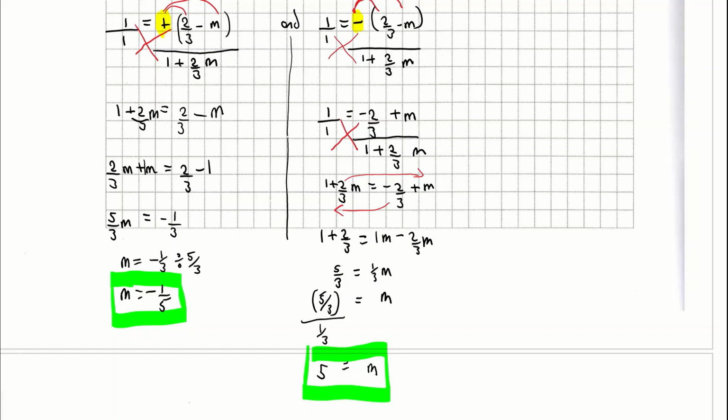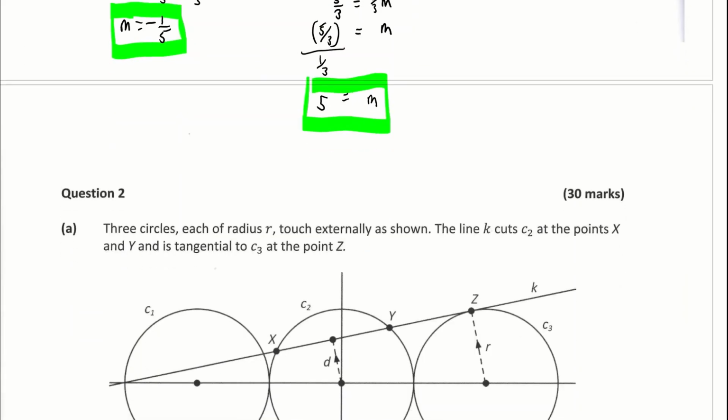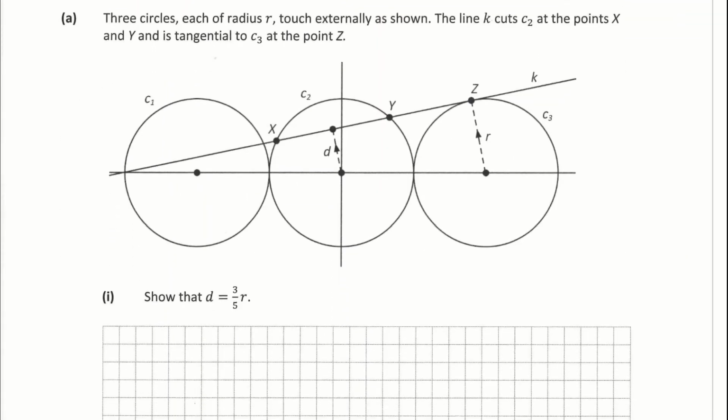Let's have a look at question 2. So let's scroll on down here to question 2. So the first part here, so 3 circles, okay, we have that. They're touching, you have a radius of r. So let's just write in all along here. Just filling in everything I know.